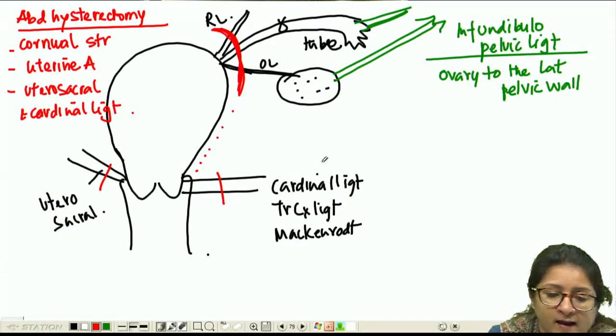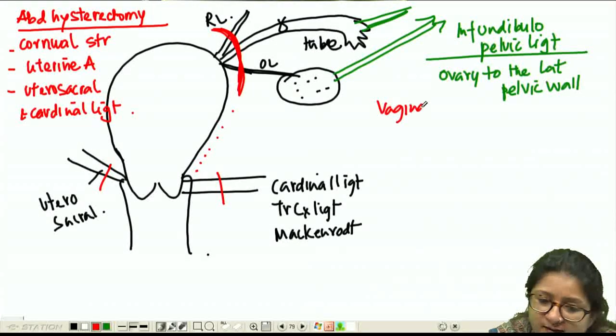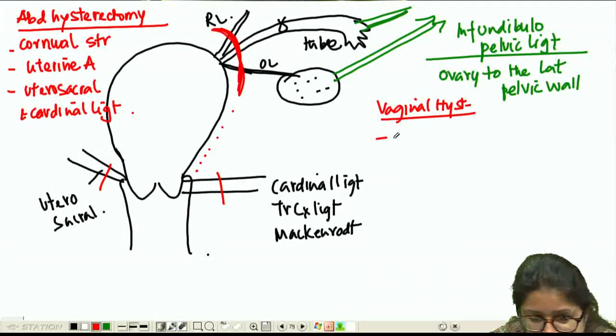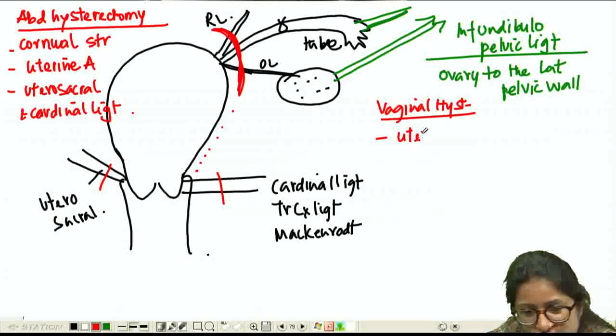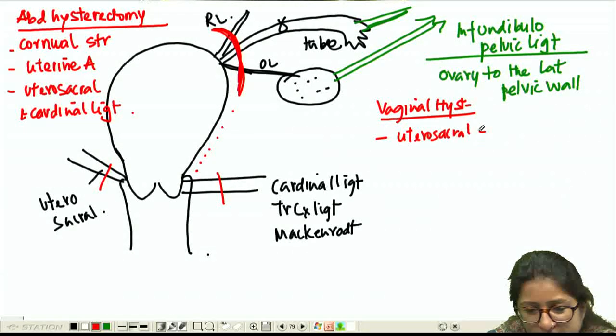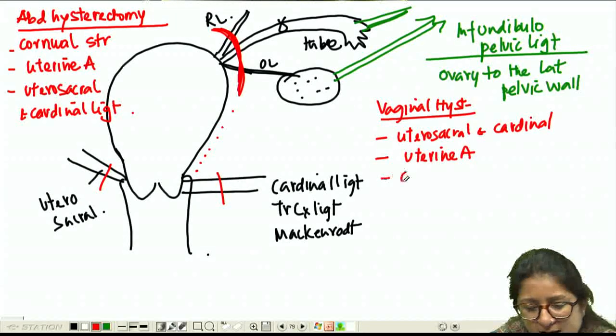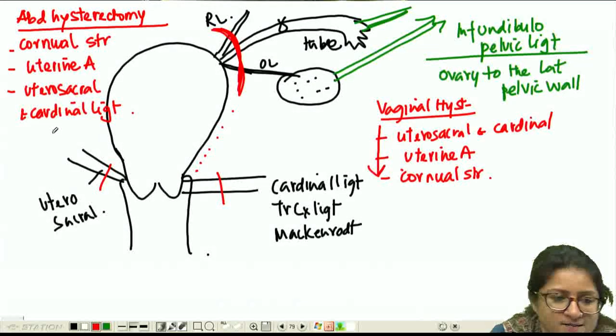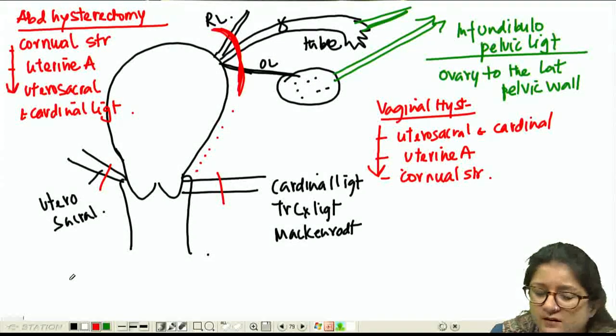In a vaginal hysterectomy, on the other hand, the sequence of the clamps is reversed. So it is the uterosacral and cardinal ligament complex, then the uterine artery, and then the last clamp is on the cornual structures. So this is the sequence of clamps here.